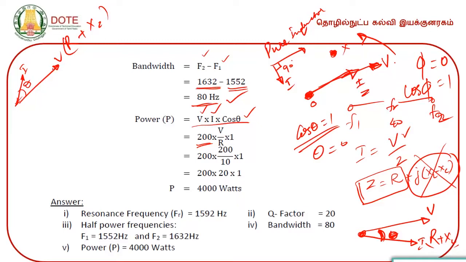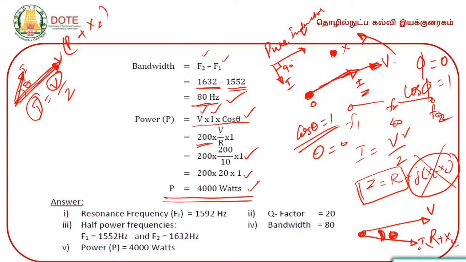While drawing the phasor diagram, you ensure that the voltage phasor is greater than the current phasor, because current is equal to voltage by impedance. So, when compared to the magnitude of voltage, the current value will be much lesser. That is the reason why the voltage phasor is greater and the current phasor is shown as a small value. Then why is it made 1 here? Because of the presence of a pure resistive network. Then 200 into 20 into 1, you have the power consumed at resonant frequency, P is equal to 4000 watts.